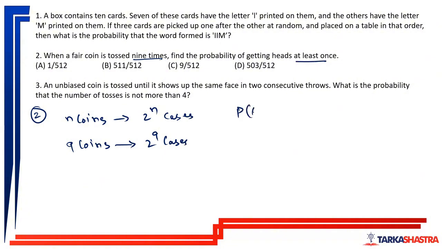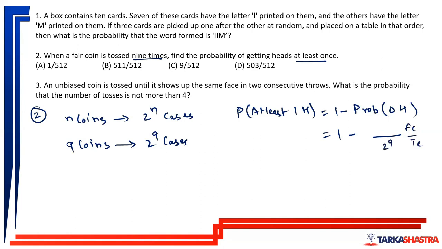So the probability of at least one heads is nothing but 1 minus the probability of 0 heads. Now the probability is favorable cases upon total cases, right? So the total number of cases is 2 raised to 9, and the favorable case of 0 heads will be 1 only, no?